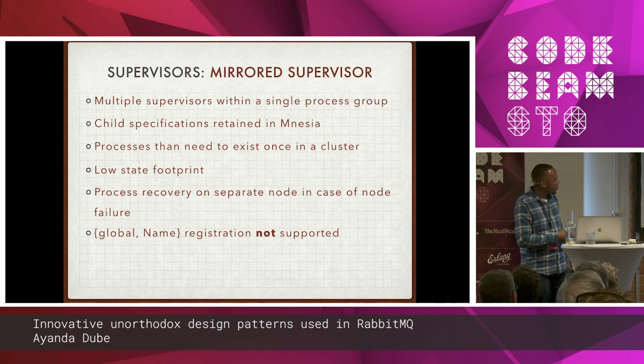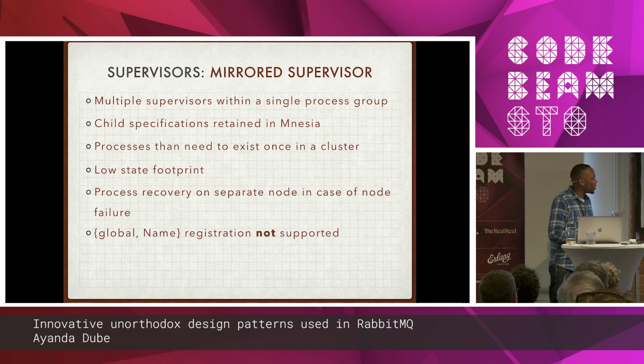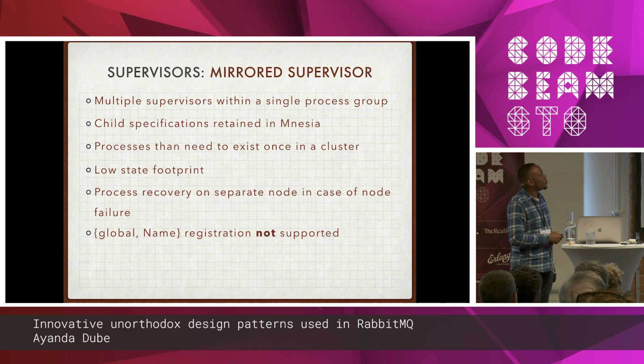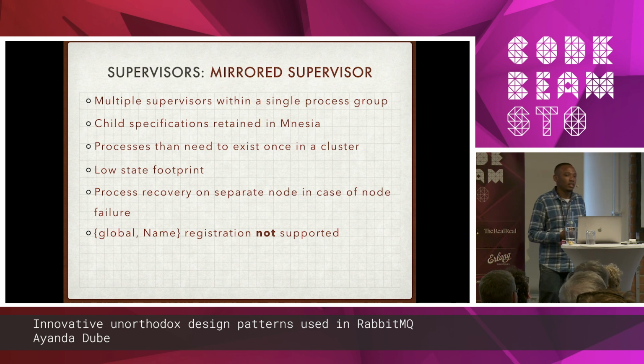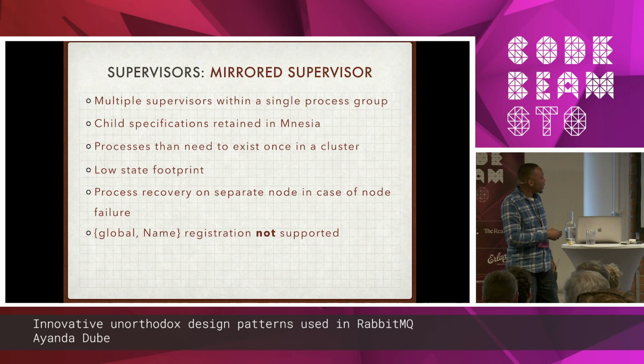But what is more interesting are what are known as mirrored supervisors, right? So mirrored supervisors are a bunch of processes, well, only 3 processes, which act as a global supervisor, right? And then the child specifications of the processes that are started are stored in Mnesia. It allows you to have processes that can only exist once within a cluster, right? So if you've got a cluster and you say, okay, I just need this process to exist once, if that node goes down, restart it on another node. That's what you get with the mirrored supervisor.